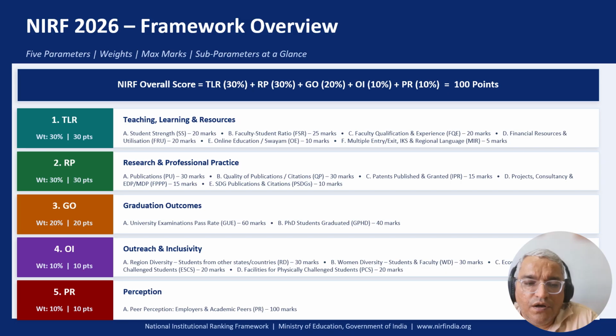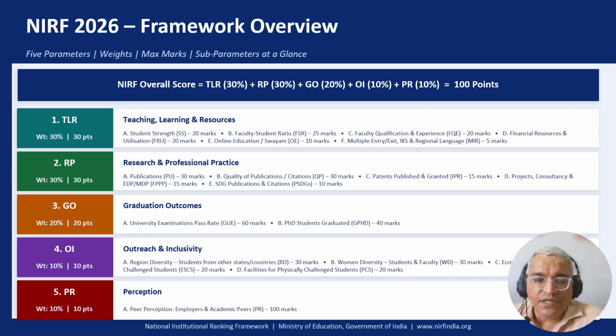Then are we conducting online education, SWAYAM, how much of it the credit transfer has happened. So all those details are captured in point D, which has 10 marks. And as per NEP, do we have multiple entry, exit, IKS, regional language? So supporting proof will be asked whenever they go for the DVV, which carries 5 marks. So this is all about teaching, learning and resources.